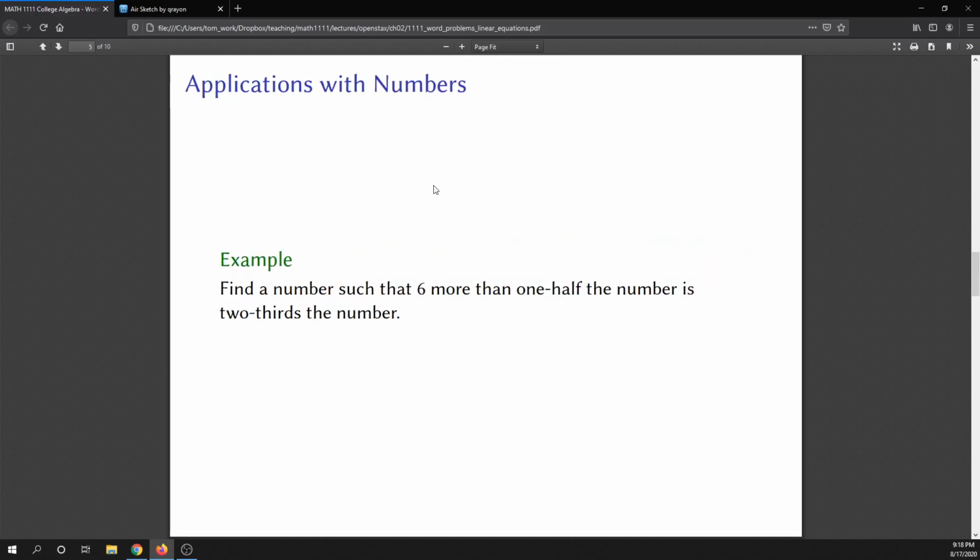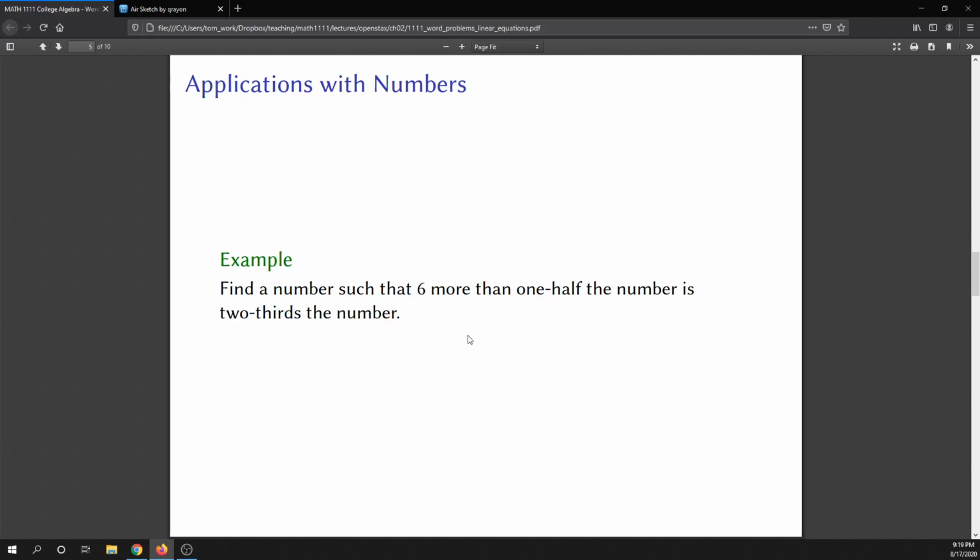Next up, these problems are slightly different than those ones about the costs. Here they are going to ask you to find an equation and then solve it as well. So when you read through these problems, it says find a number such that 6 more than 1/2 the number is 2/3 the number.